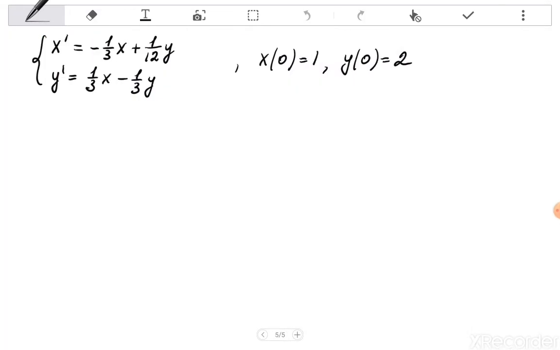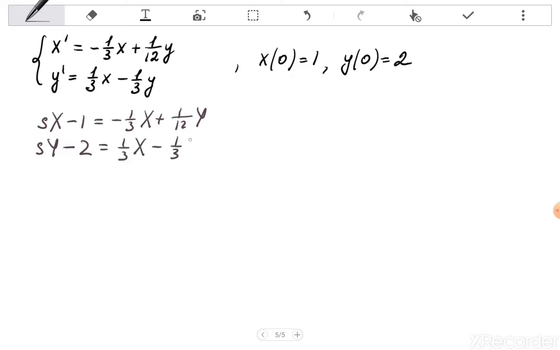So let's apply the Laplace transform method. Taking the Laplace transform, we obtain sX minus 1 is 1 minus 1 over 3x plus 1 over 12y, and sY minus 2, so this 1 and 2 are the initial values here, right? This is 1 over 3x minus 1 over 3y. So we get such a system for the Laplace transform.